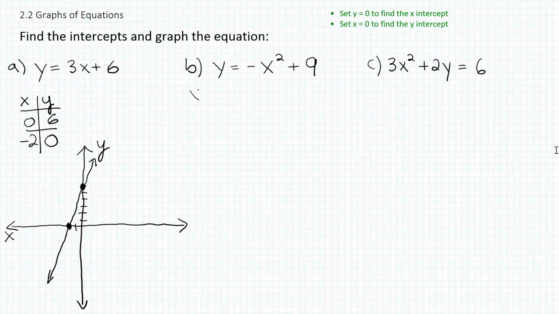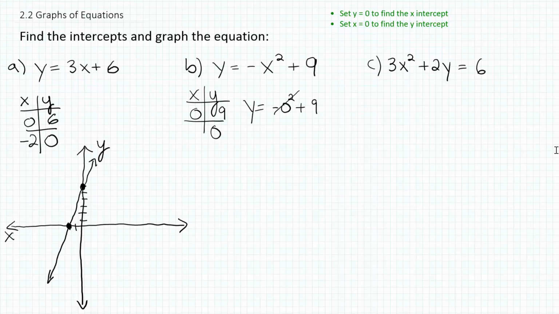All right, so we'll create our table, x and y, and we'll fill in 0 for x and 0 for y and see what that gives us for the other variable. So letting x be equal to 0 means we'll have y is equal to negative 0 squared plus 9. And of course, the 0 squared will just cancel out, and y is equal to 9 is our answer for that one.